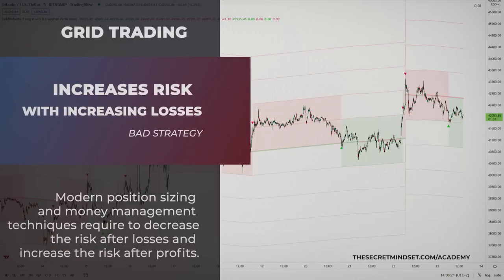This means that a strategy increases risk and leverage with increasing losses. Modern position sizing and money management techniques usually work exactly in the opposite way, namely to decrease the risk after losses and increase the risk after profits.